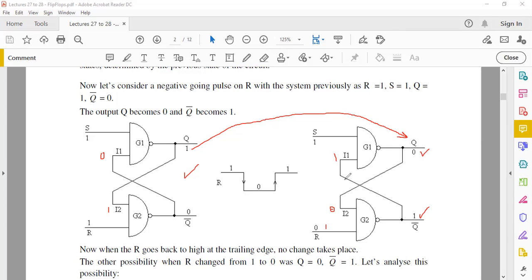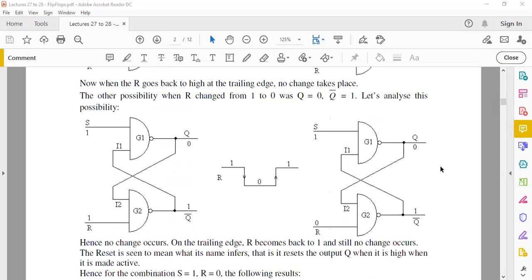Okay, now let's consider a case where actually your Q was 0 initially and your Q bar was 1. So I'm just going to clear this and scroll down. Let's consider this case now. I want to be very meticulous about the way we're going through this. In the lecture notes, you have all the possibilities discussed, so make sure you go through this on your own. Now let's consider the next possibility here.